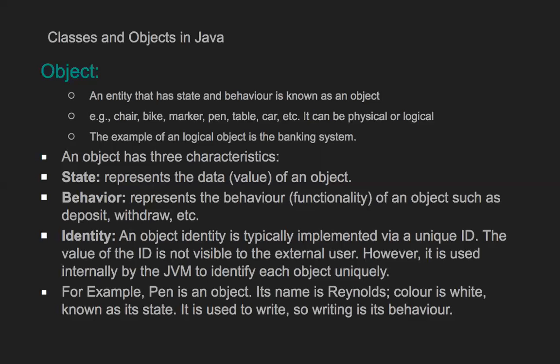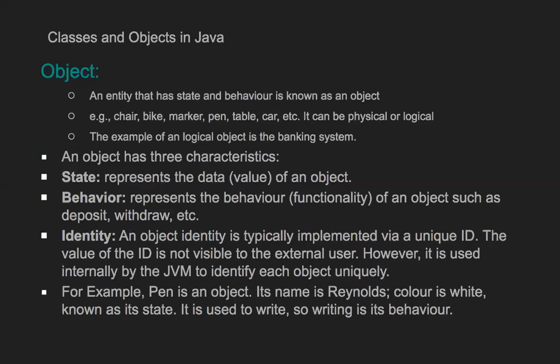How do we define an object? An entity that has state and behavior is known as an object. The state is represented as properties in the class, and behavior is represented as methods.